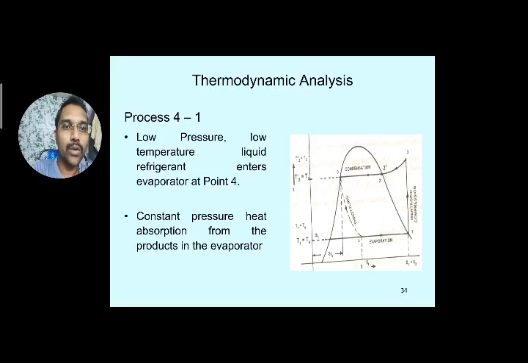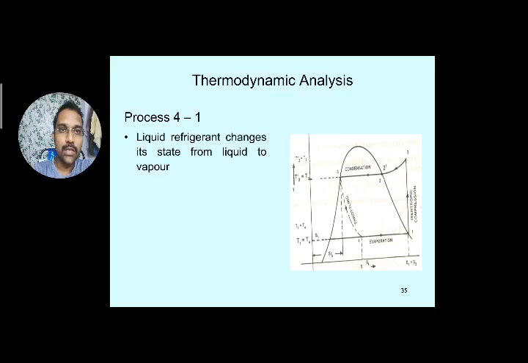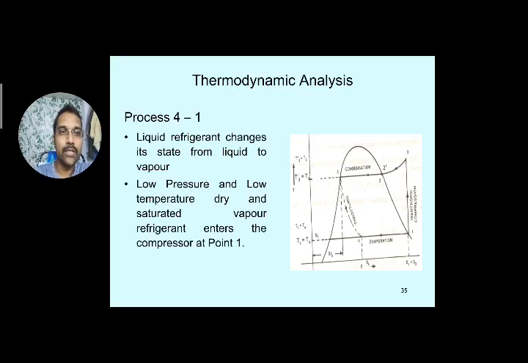That means heat is absorbed from the products by the refrigerant in the evaporator. During this process, the liquid refrigerant changes its phase. In the condenser, the first phase change takes place. In the evaporator, the second phase change is from liquid to vaporized form. So the low pressure, low temperature, dry and saturated vapor refrigerant, completely dried out, enters again into the compressor at point 1.